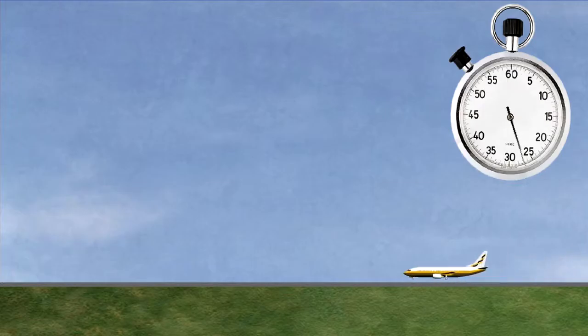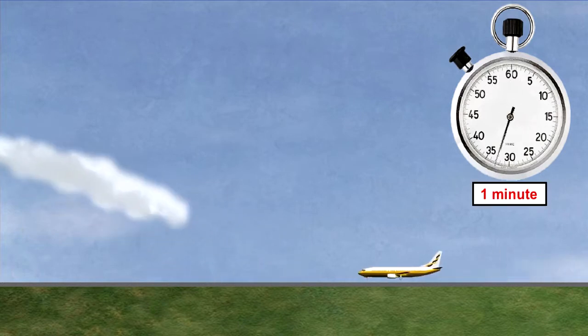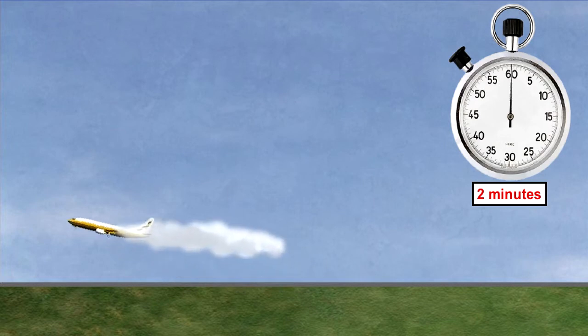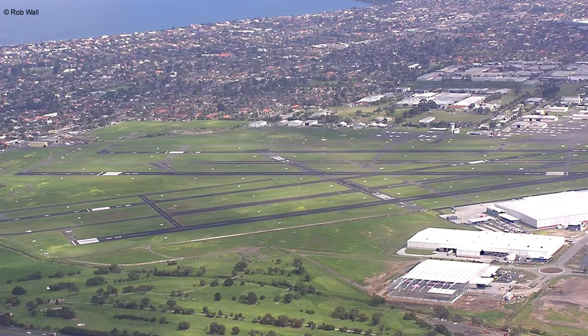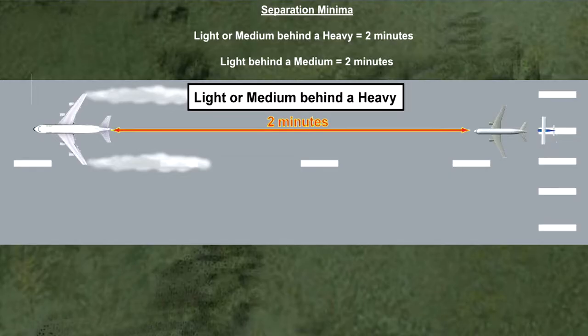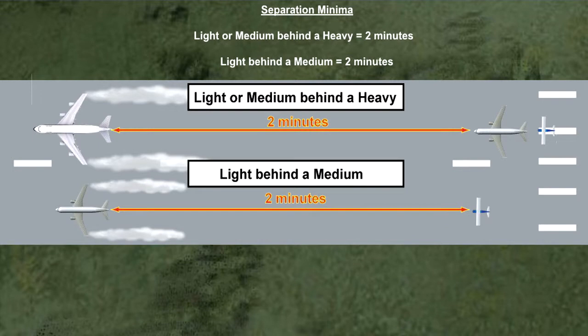Wake turbulence separation on departure is the minimum time for when the leading aircraft becomes airborne to the time when the following aircraft becomes airborne. However, not all departing aircraft take off from the same runway, and this adds a degree of complexity to the separation. Some airports have a number of runway systems, and wake turbulence can affect several runway operations. A minimum of 2 minutes separation is applied between a light or medium aircraft taking off behind a heavy aircraft taking off, or a light aircraft taking off behind a medium aircraft taking off.